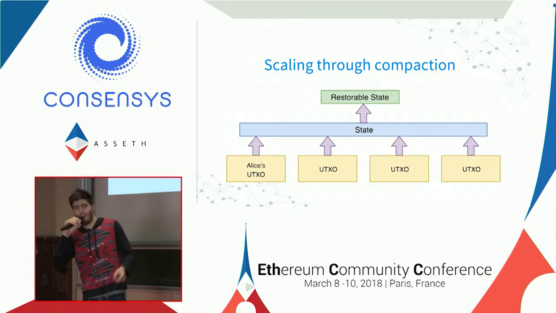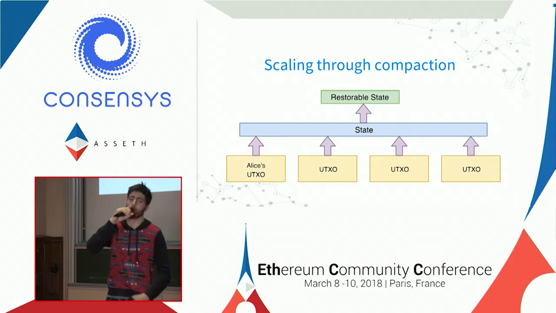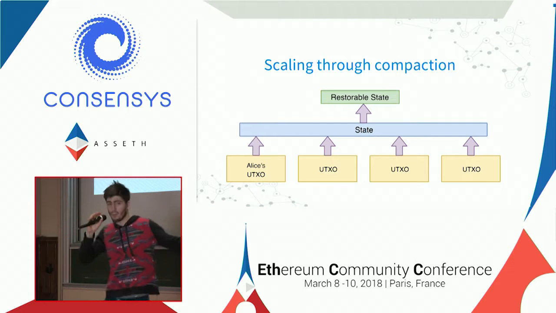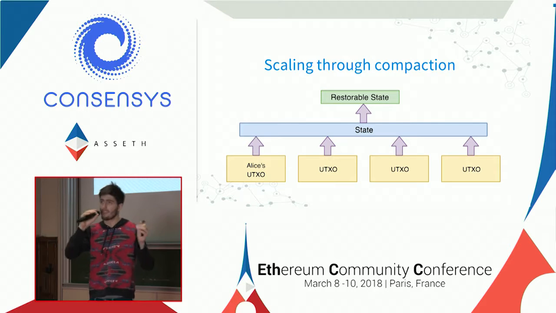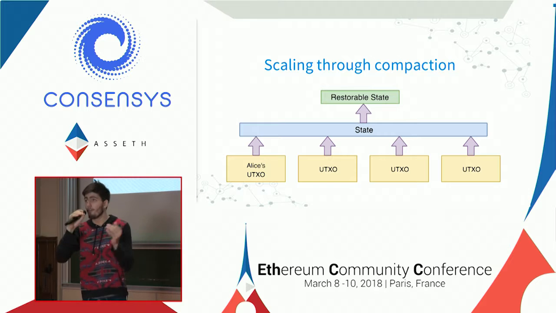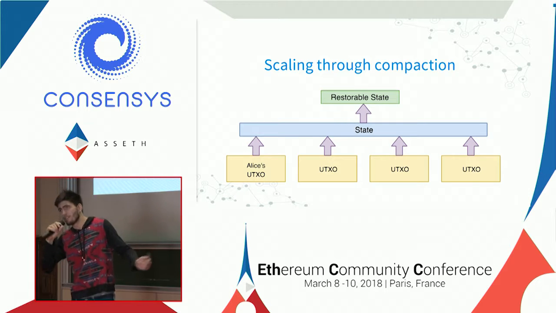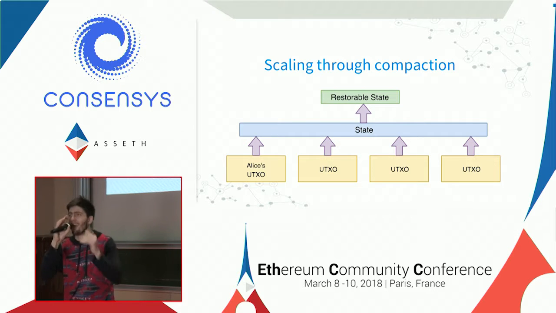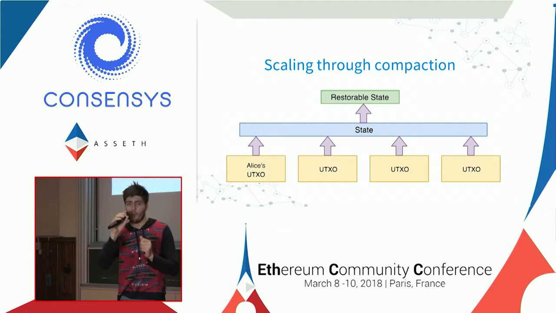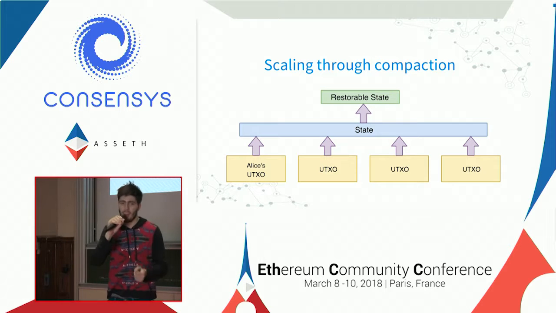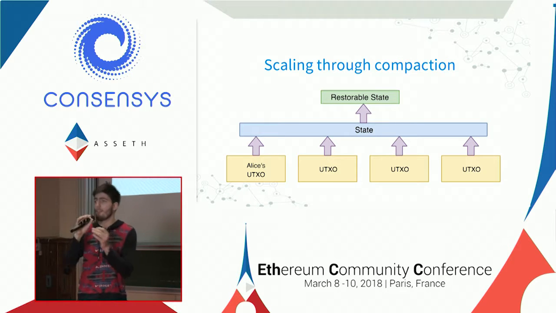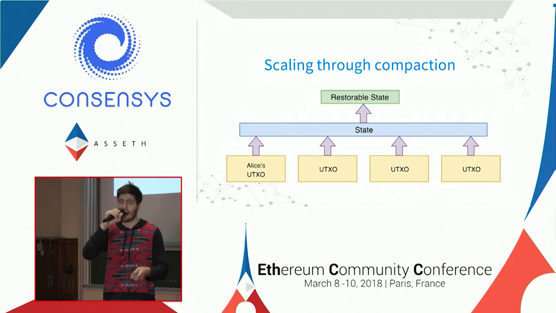So how does this all work? Scaling through compaction. This is a fairly simple example here. We have a UTXO set, and that makes up the state of the child chain. And then we use cryptography to take that state and squish it down into a compact form. I call it a restorable state. And then we put that restorable state onto Ethereum. And Ethereum is kind of the final arbiter. Ethereum keeps track of that state.